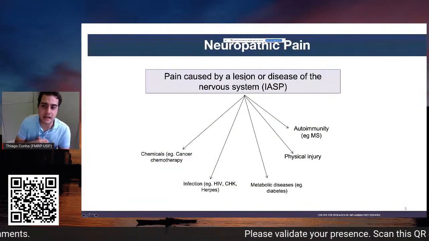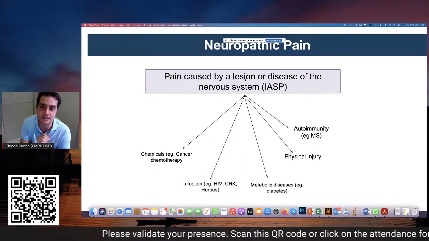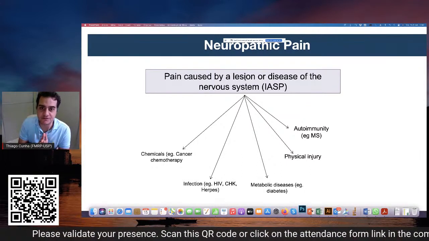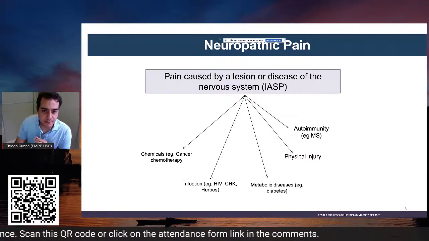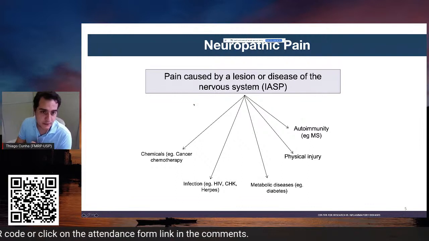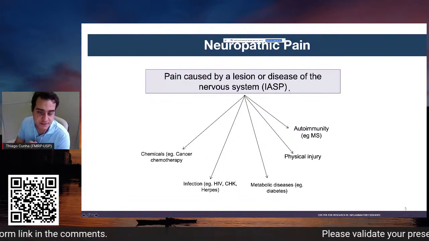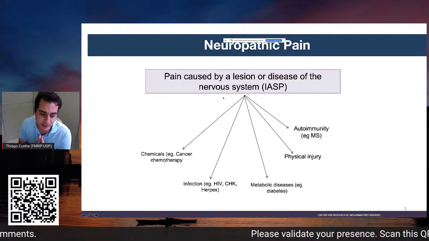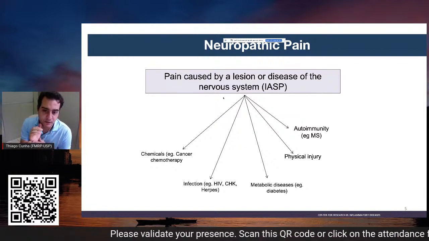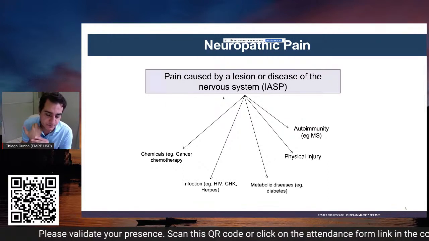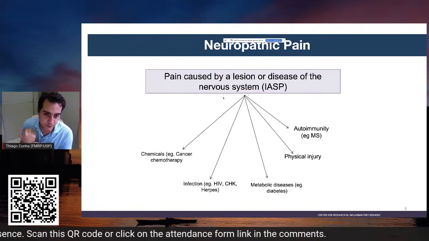What kind of pain is my lab interested in? We are very interested in understanding the pathophysiology of neuropathic pain. Neuropathic pain is a chronic pain caused by a lesion or disease of the sensory neuron. So when you have a peripheral neuropathy or a central nervous system neuropathy, we may develop neuropathic pain.